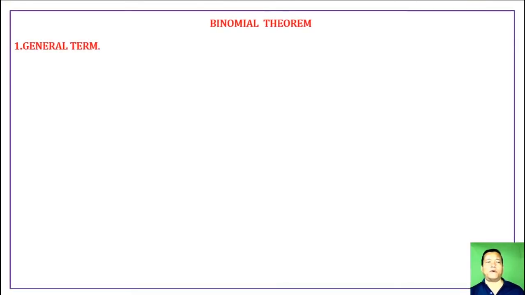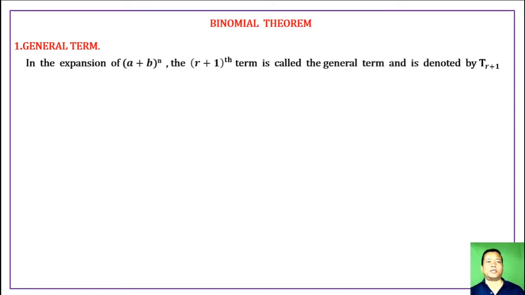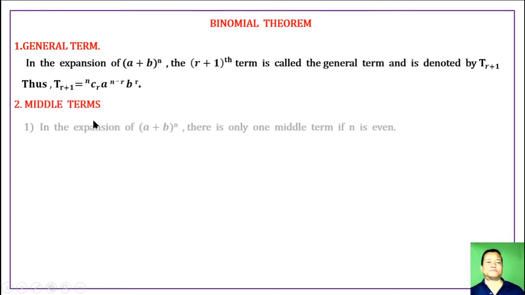Binomial Theorem. Number 1. General term. In the expansion of (a + b) to the power n, the (r + 1)th term is called the general term and is denoted by T suffix r + 1. Thus, T of r + 1 is equal to nCr into a to the power n minus r into b to the power r. Middle terms.